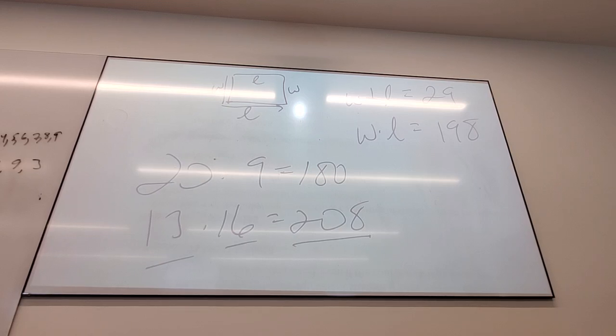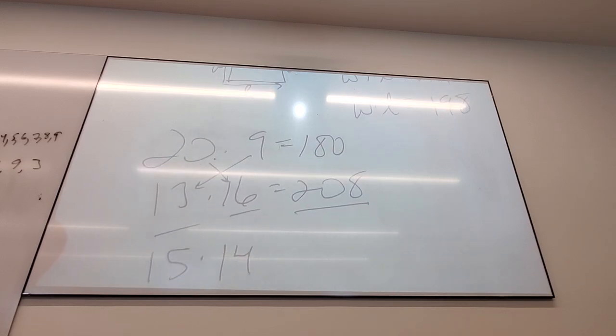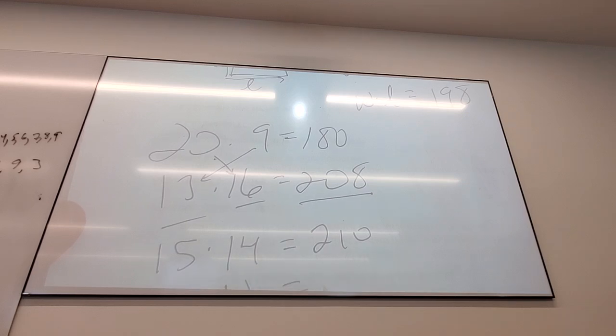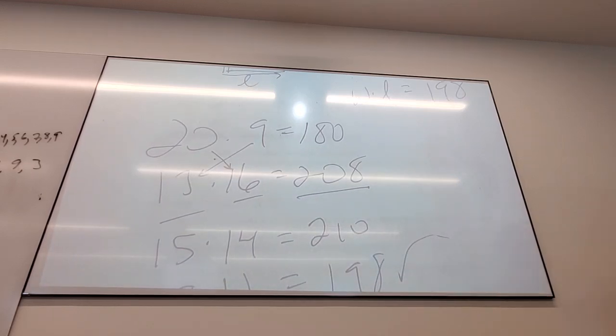So I took 20 down to 16 and 9 up to 13. So maybe halfway, what if I take 15 times 14? What's 15 times 14? 210. So that went the wrong way, right? So what if I go the other way and say, what about 18 times 11? 198. Check.